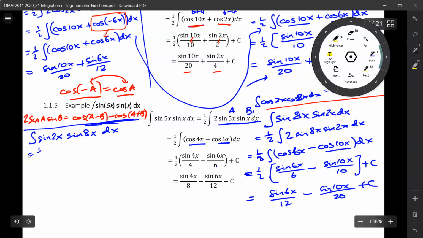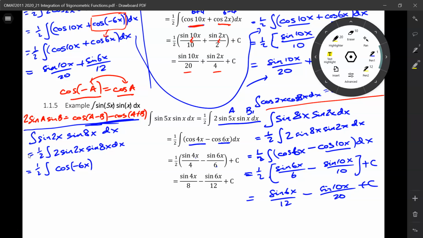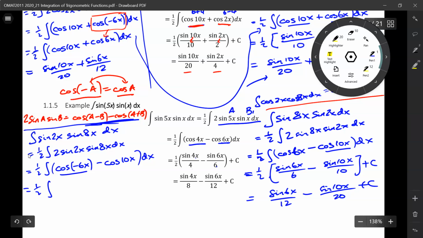It's equal to a half times the integral of 2 sine 2x sine 8x dx. That is equal to half times the integral of cosine A minus B, which is minus 6x, since 2 minus 8 is minus 6, minus the cosine of A plus B, which is 10x. Brackets around that, so we have dx, and that of course gives me half times the integral of the cosine of minus 6x, which is the cosine of plus 6x, minus the cosine of 10x, dx. The dx applies to each one, so I do it by putting brackets around them.